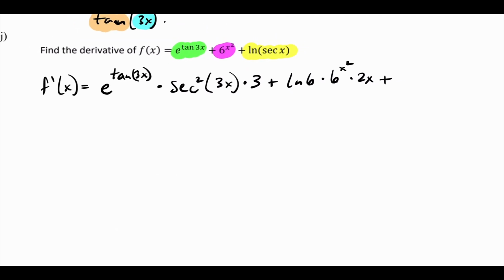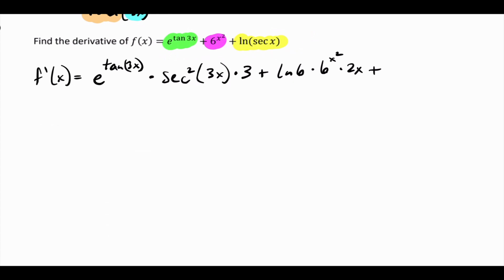Then the natural log. Anytime I'm finding the derivative of the natural log, on top is the derivative of the stuff, on bottom is the stuff. So the stuff is secant of x. On top is the derivative of secant of x. What's the derivative of secant of x? Secant of x times tangent of x. What's going to cancel out there? Secant of x, because it's multiplication on top. The bottom's a lone wolf, so I can just do that.